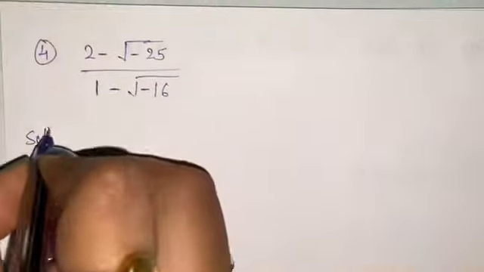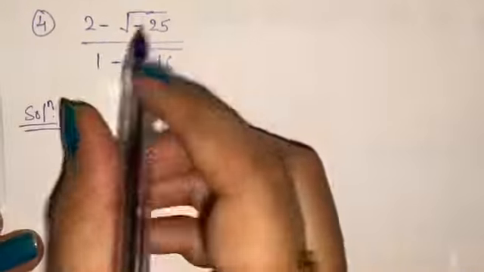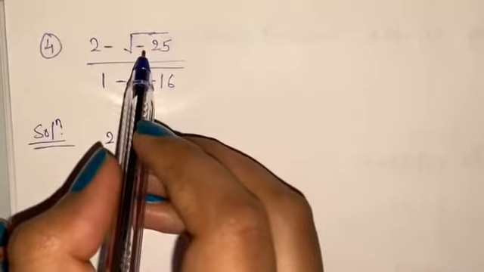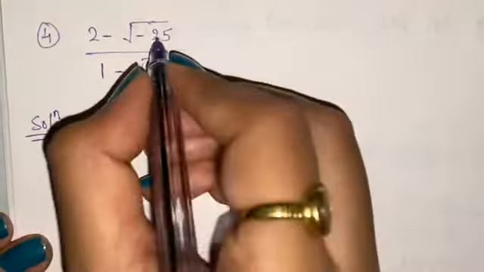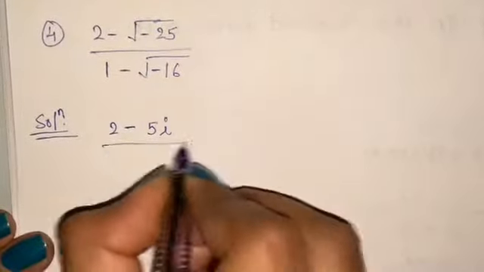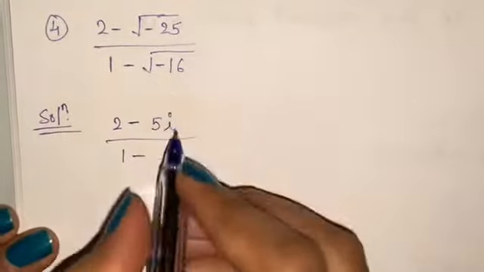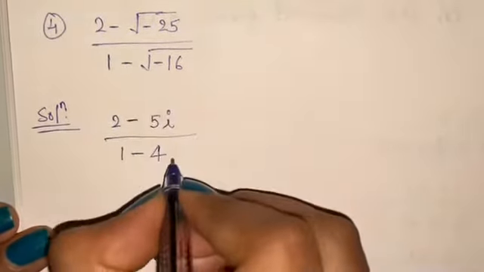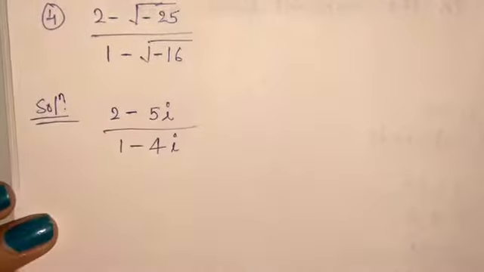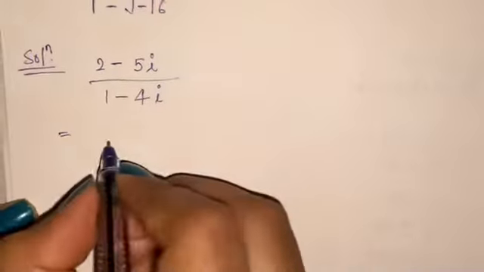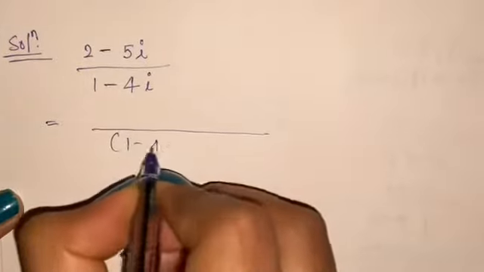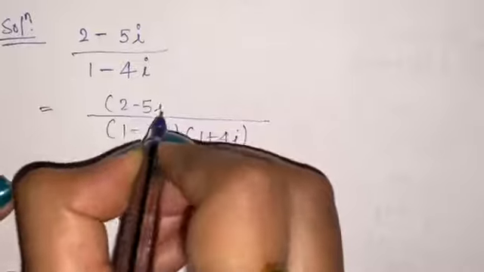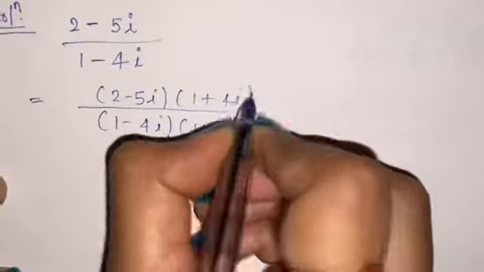So its solution is: 2 as it is minus, now square root of 25 you will get 5, but square root of negative 25 you will get 5i. 1 minus square root of 16, again 4 4s are 16, but square root of minus 16 you will get 4i. Now same procedure: it is equal to (2 minus 5i) over (1 minus 4i), and we multiply by 1 plus 4i.